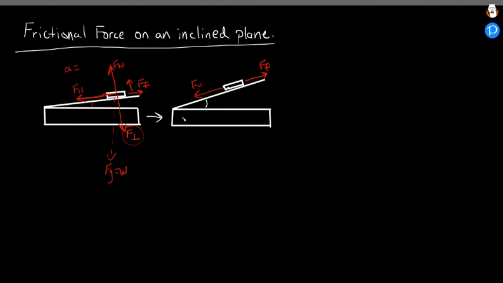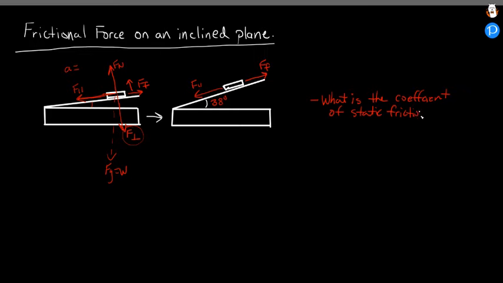Let's say that a question tells us that the angle at which this coin first overcomes static friction is 38 degrees. So we know that 38 degrees is when this first overcomes static friction, and the question maybe asks, well then, what is the coefficient of static friction?